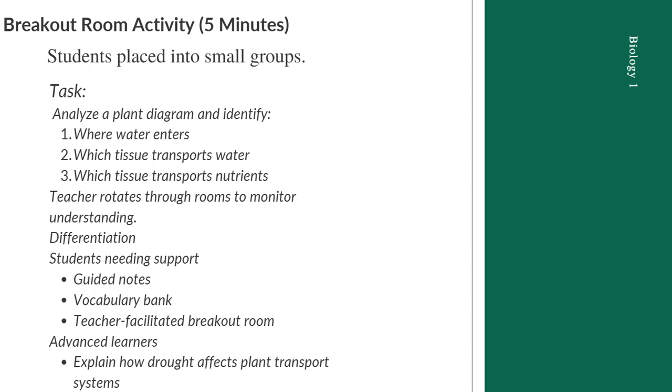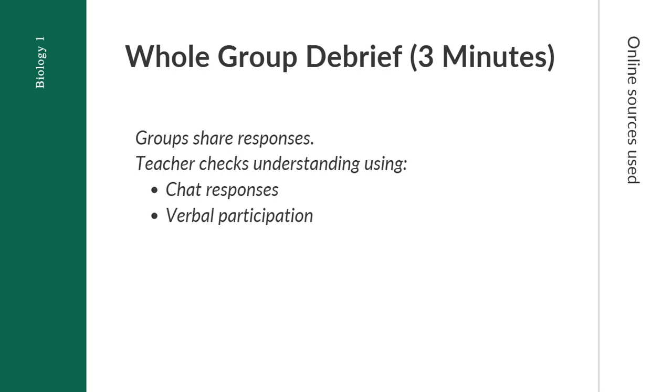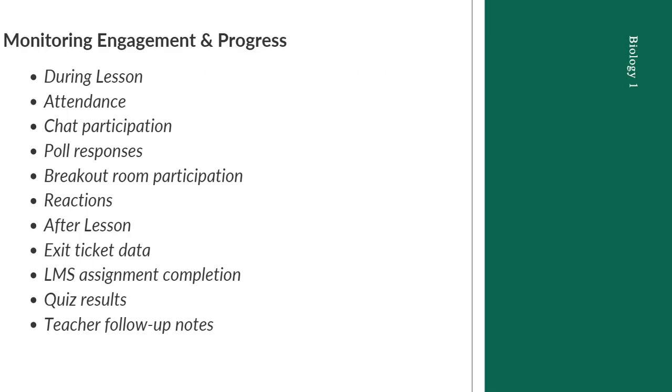For my advanced learners, I would have them do additional questions, such as explaining how drought affects plant transport systems. After they come back from the breakout rooms, I would do a whole group debrief. Groups will share their responses. I would check their understanding using the chat responses and verbal participation, monitoring engagement and progress.